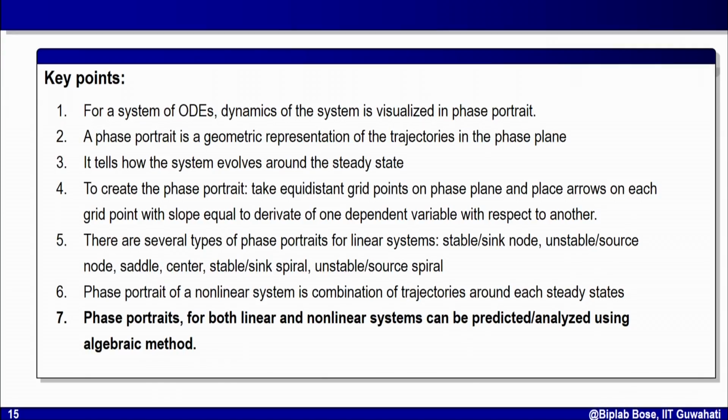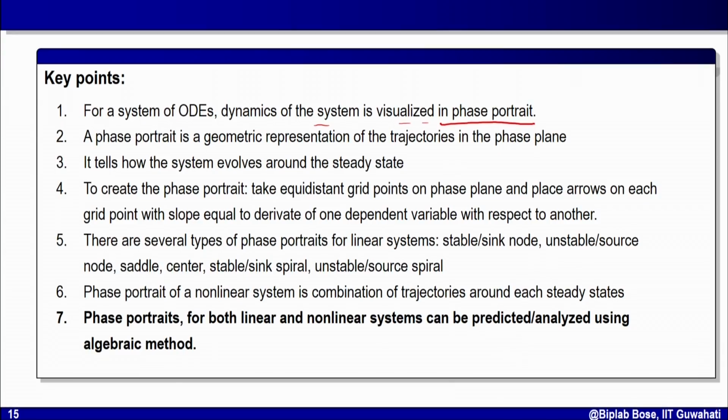So let us come down to the key points that we have discussed today. For a system of ODEs, the dynamics of the system is visualized by the phase portrait. For a single ODE, you can draw the direction field, but for a system of ODEs where you have more than one ODE, you draw a phase portrait. You choose any two dependent variables and draw the phase portrait. A phase portrait is nothing but a geometric representation of the trajectories in the phase plane. So as you are representing the trajectory, the phase portrait tells me how the system evolves around the steady state.